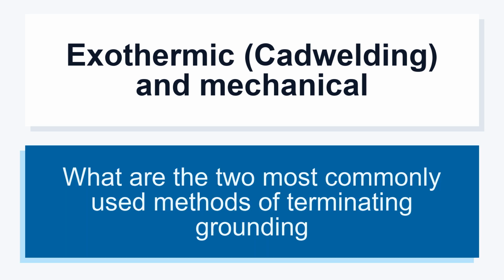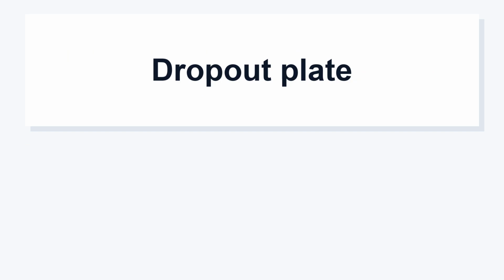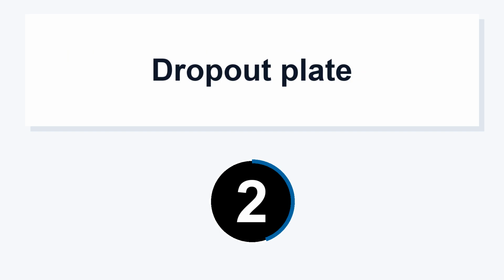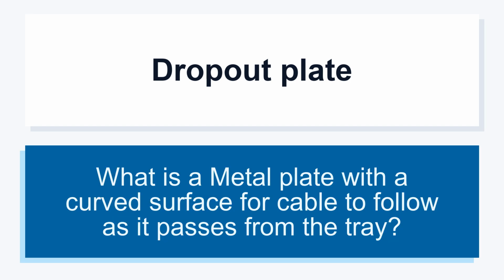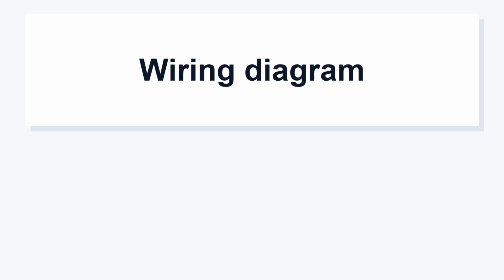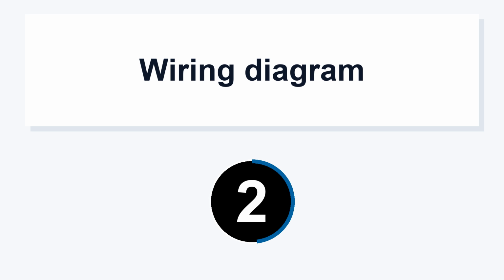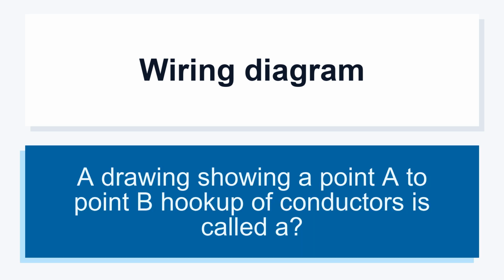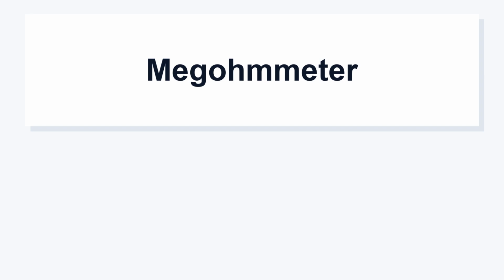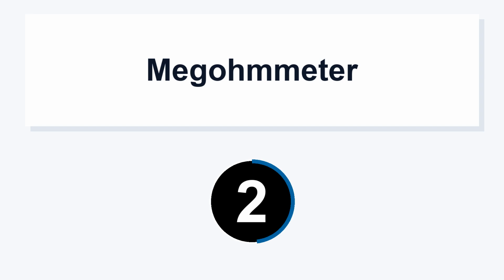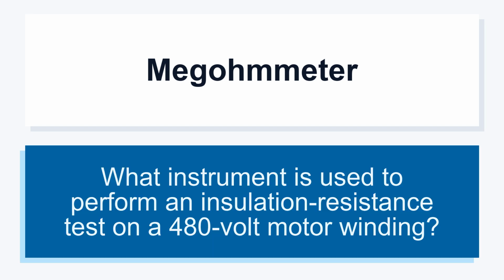What are the two most commonly used methods of terminating grounding? Dropout plate. What is a metal plate with a curved surface for cable to follow as it passes from the tray? Wiring diagram. A drawing showing a point A to point B hookup of conductors is called a wiring diagram. Megohmmeter. What instrument is used to perform an insulation resistance test on a 480-volt motor winding?